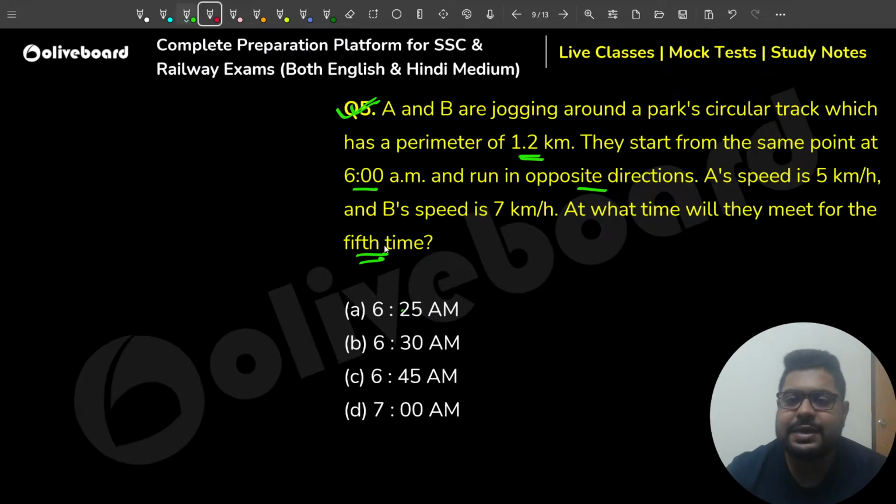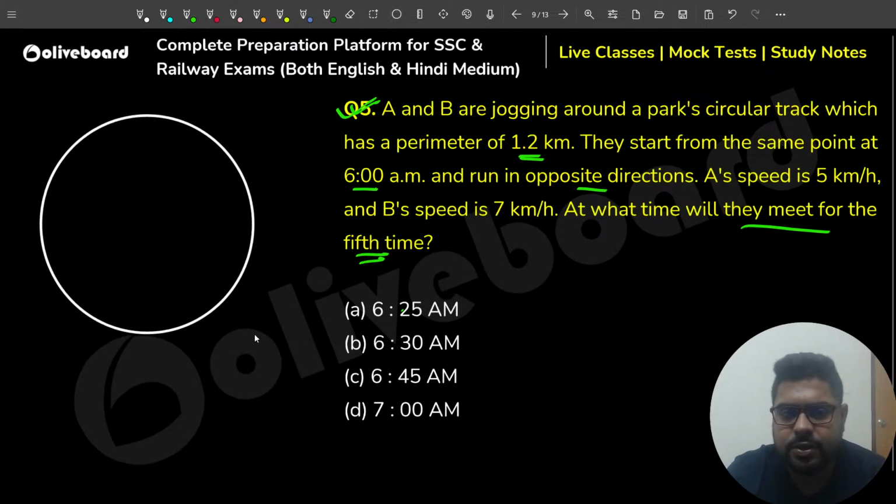Okay, sir. Acha, meet the fifth time, meaning they are not asking about the starting point. If the meeting had to be at the starting point, then the direction would not have mattered. But here it is not the starting point, so the opposite direction is needed.